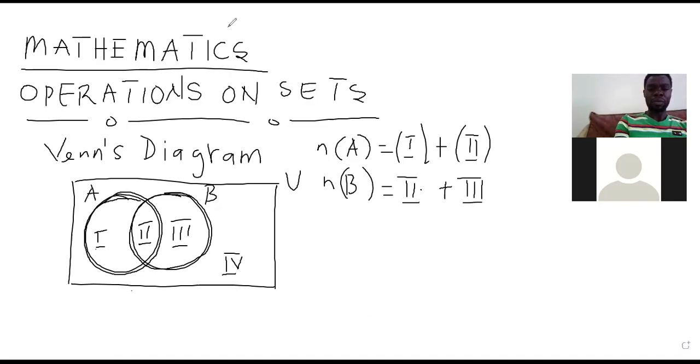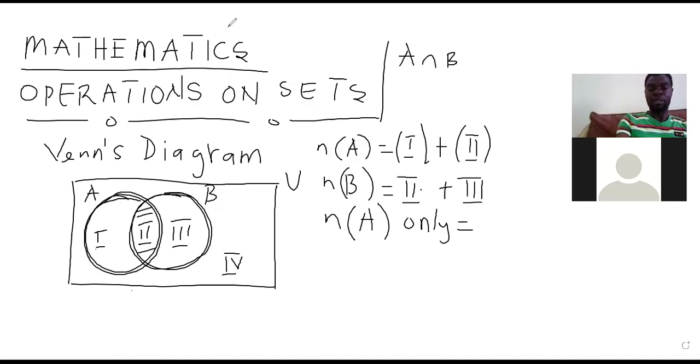And then number of A only. That is when we take out the, remember this is the intersection. I will be the intersection, okay? A intersection B will be I. Take note of that. A intersection B should give us I. Take note of that. Good.